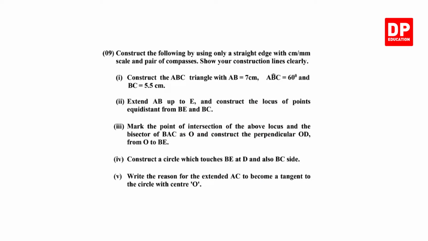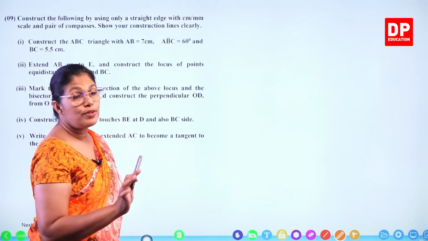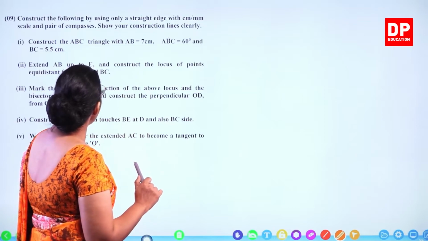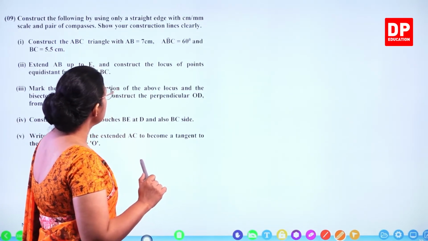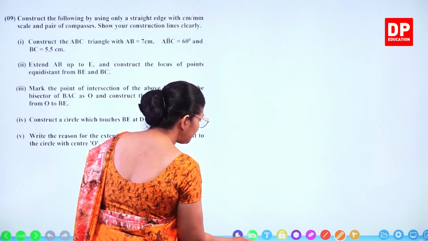Question number 9 is a construction question. So you can only use the straight edge and the pair of compasses. Show your construction lines clearly. So don't erase after you draw lines. Construct the ABC triangle with AB 7 centimeters. So let's construct this one.